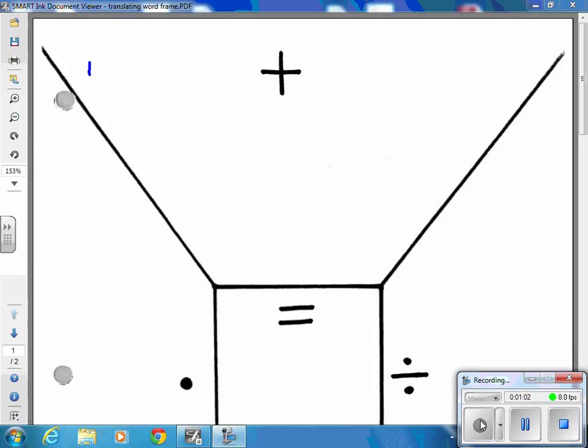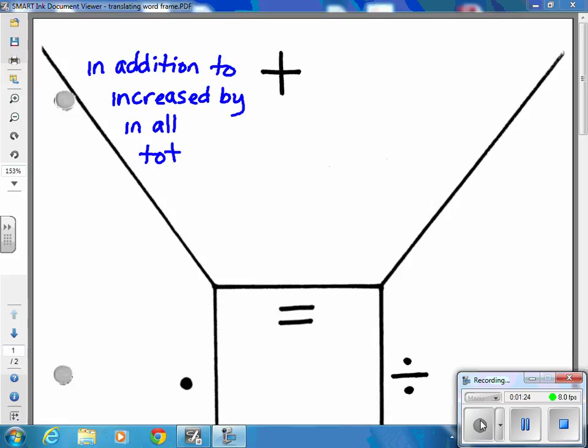All right, so some words that we're going to be seeing are the phrase in addition to. If you see that, that means you need a plus sign. Increased by is a pretty popular one. In all, which takes you back to your elementary school days when they asked you how many in all. The word total. A lot of people think total means to put an equal sign. It does not. It means to add up the numbers to get a total. So it involves the addition.